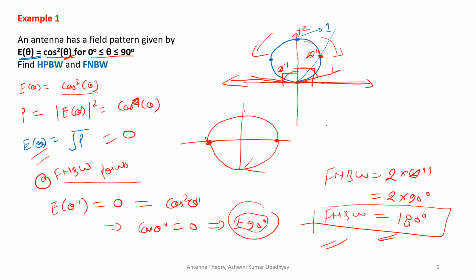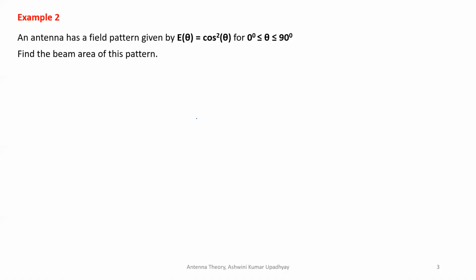Now let us go to the next example. In this example, we have a field pattern given by electric field E theta as cos square theta, again the same as the previous example. And we have to find the beam area of this pattern. You know the formula for beam area as omega A is equal to a double integral, the first integral for calculating in the phi axis, which will go from 0 to 2 pi, and the other in the theta axis, which will go from 0 to pi.